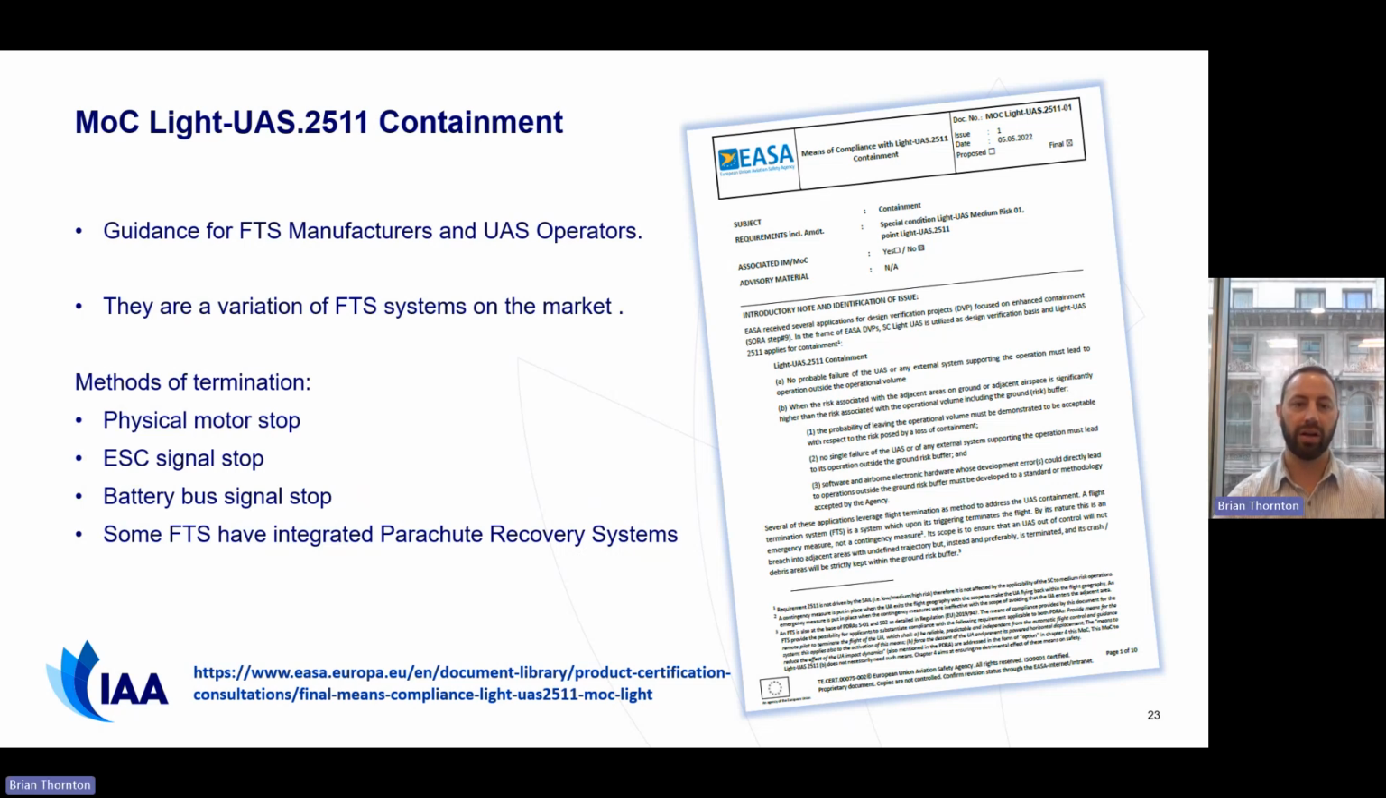Specifically then, within the context of 2511 containment, the methods of termination could be physical motor stop. You stop your motor, the drone will come down. ESC signal stop, a signal from the remote pilot, or a battery bus signal stop. Or, by way of just discussing flight termination systems, some flight termination systems have parachute recovery systems integrated. So there are flight termination systems with parachute recovery systems integrated into the one system. We'll talk a little bit more about flight termination systems as we go through this.